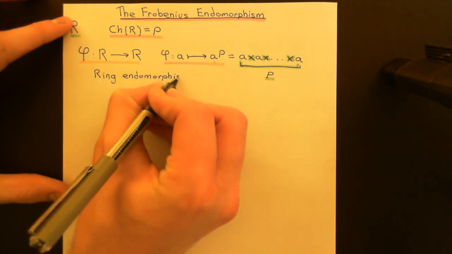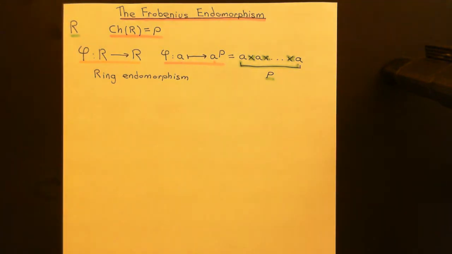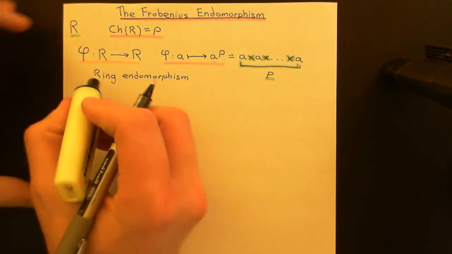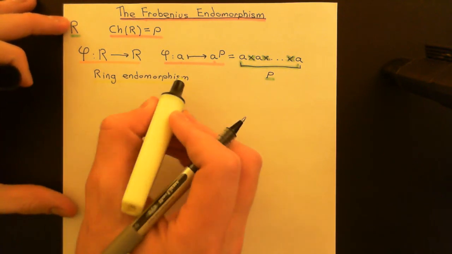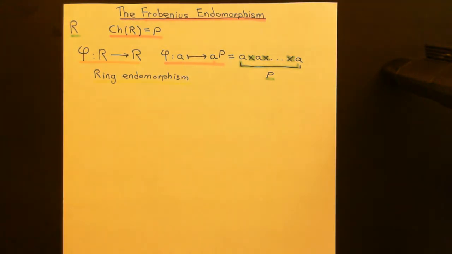So it's another nice big word that you can use to impress people. Okay, so that's why this is called a ring endomorphism, and this specific ring endomorphism is attributed to Frobenius and is therefore called the Frobenius endomorphism. Okay, so there you go, that is the Frobenius endomorphism.